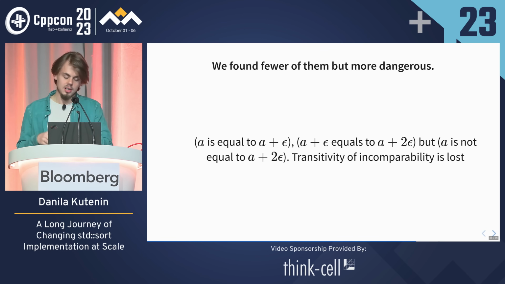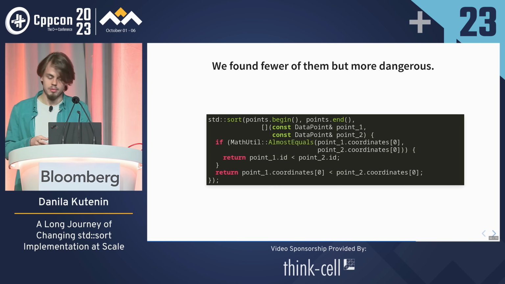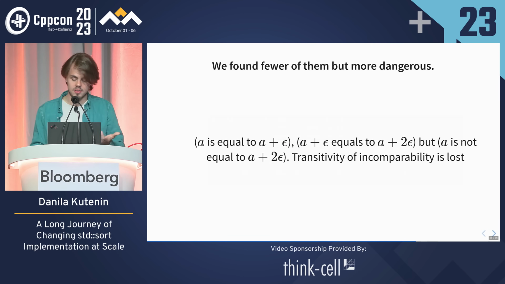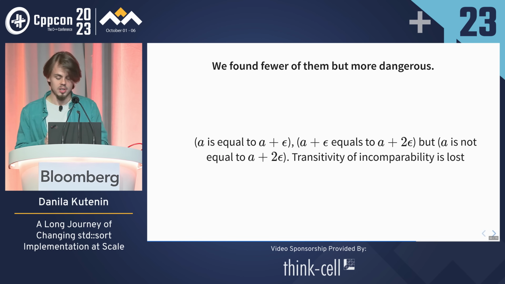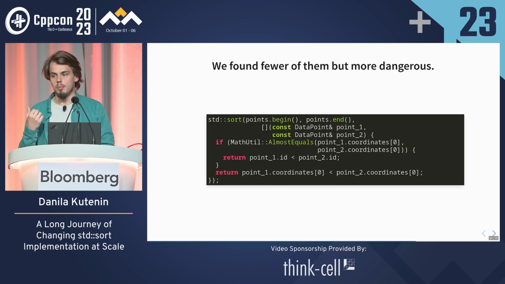A can be equal to A plus epsilon. A plus epsilon can be equal to A plus 2 epsilon. But A is not equal to A plus 2 epsilon, because 2 epsilon might be more than the epsilon they use to compare their floats. And this results in incorrect sortings. Unfortunately, transitivity of incomparability is lost here. And this is probably the bug that we face the most.